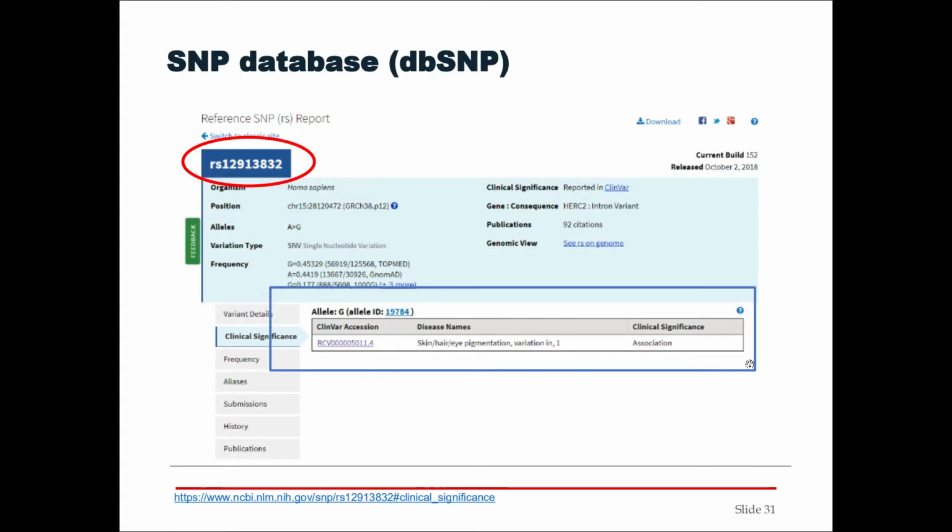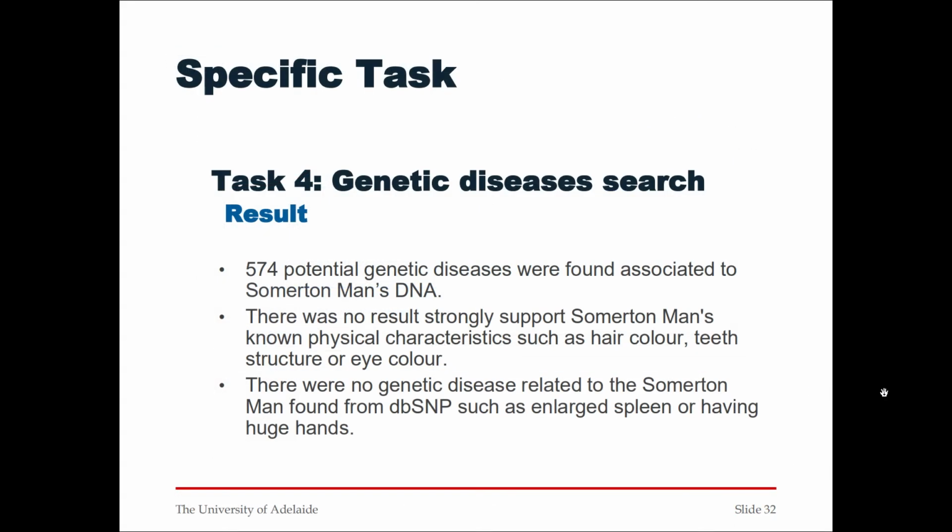So here is a screenshot of information provided by dbSNP, and due to time limits, I won't introduce it. As a result, we got about 574 genetic diseases associated with Somerton Man's remaining DNA. Unfortunately, there is no result that strongly supports the man's known characteristics, such as hair color or enlarged spleen.